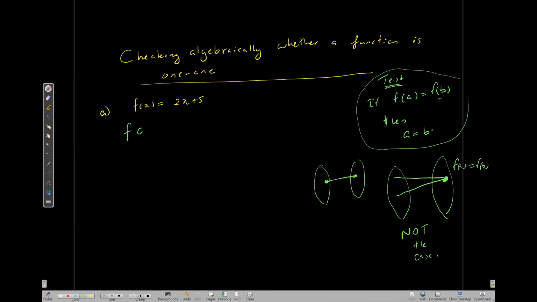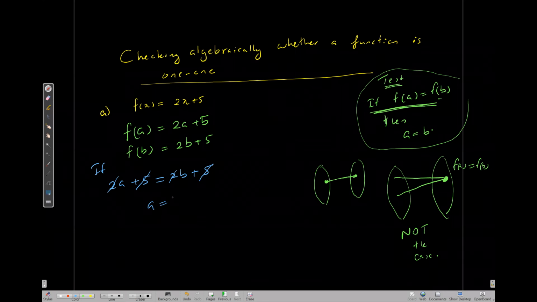So what you need to do is set f of a, that's 2a plus 5, and set f of b, that's 2b plus 5. Now you make them equal, assuming they are equal. Then you check by simplifying what's going to happen to a and b. The 5's will cancel, then 2a equals 2b, the 2's will cancel, see, a equals b. So yes, this is one-to-one.